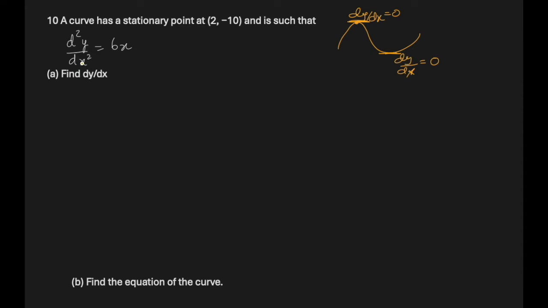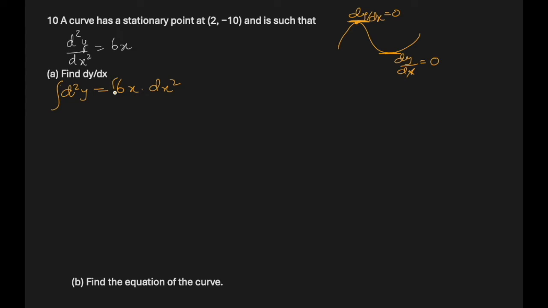That means if I somehow get to dy over dx, I can make it equal to 0, right? So to find dy over dx from the second derivative, we can integrate this one. First, let me rearrange it. So can I write this one as d squared y equals 6x dx squared?